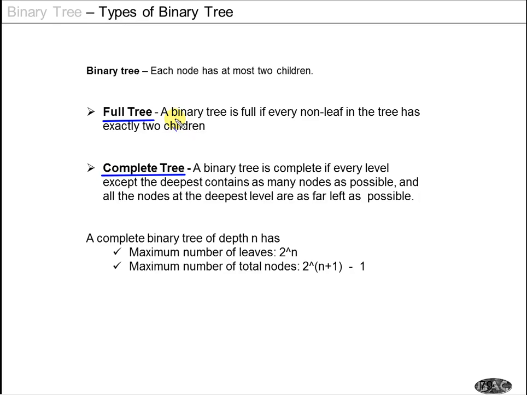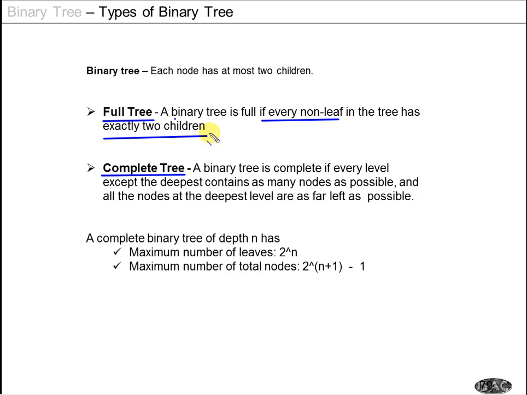A binary tree is full if every non-leaf node in the tree has exactly two children. So if you leave the leaf nodes, other than leaf nodes, everybody else should have exactly two children. What is the complete tree?